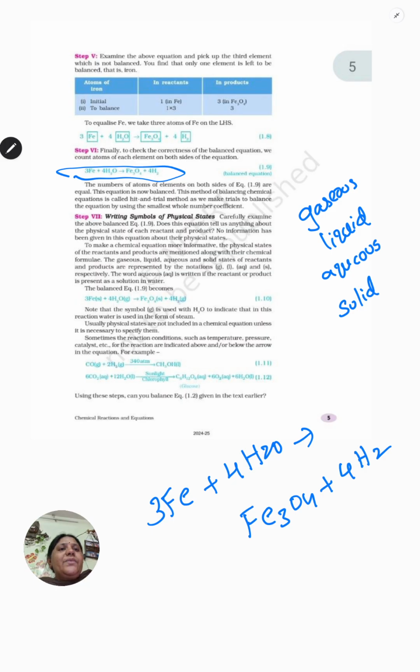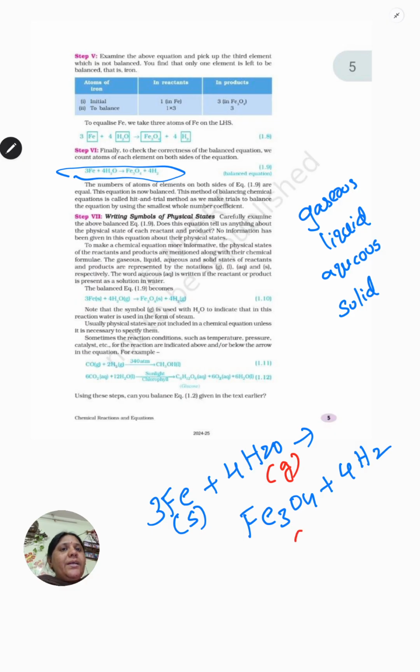So what are these four? You already know. Solid state means it is in the solid form. Aqueous means it is liquid diluted with water. Okay, liquid, normal liquid form. And gaseous means it is in the gas form. So in our equation, iron is in the solid form. So you can represent it with a suffix S. And then water is in the gaseous form. That means it is in the steam form here.